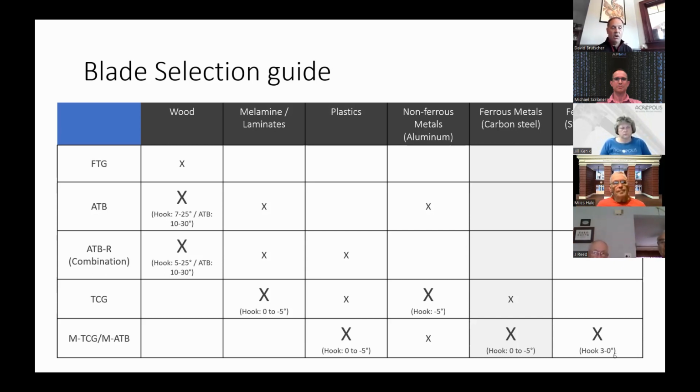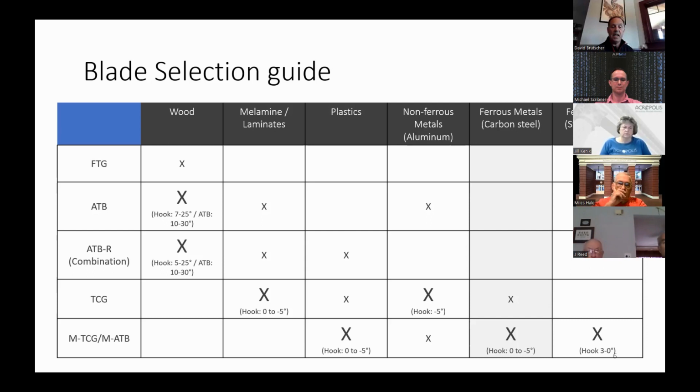Then next, ATBR combination blade. Again, they're good in wood, melamine, and laminates, and they also work very well in plastics. But again, I think the key is really in hardwoods. Really with a hook angle, again, somewhere between 5 and 25 degrees. Can be a little lower there because of the raker tooth involved.